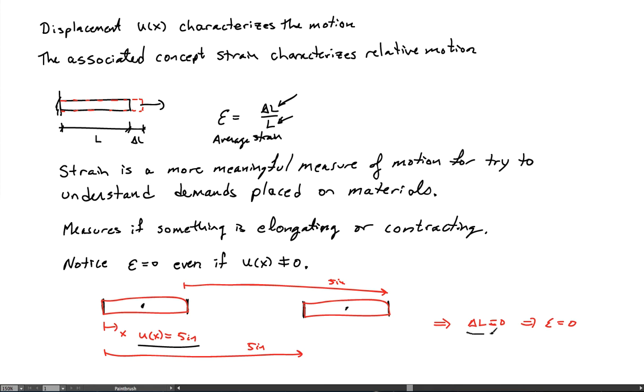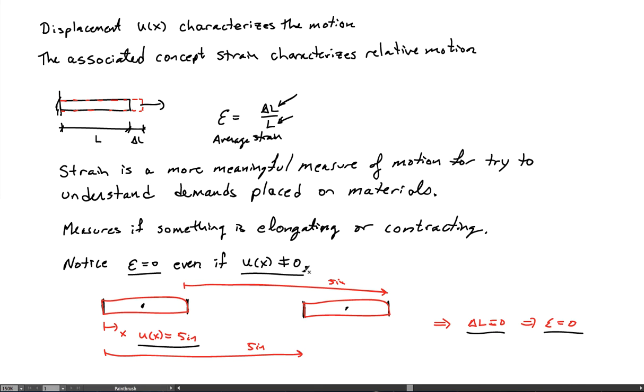Well, the change in length of the body is 0 in this case, so the strain is going to be equal to 0. So this is just a simple example of where strain is 0. There's really no demands placed on the material, even though the motion is not equal to 0. So knowing the displacement field is very helpful, but the strain field actually tells you something about the material itself.